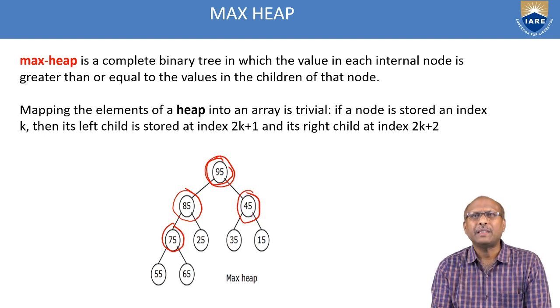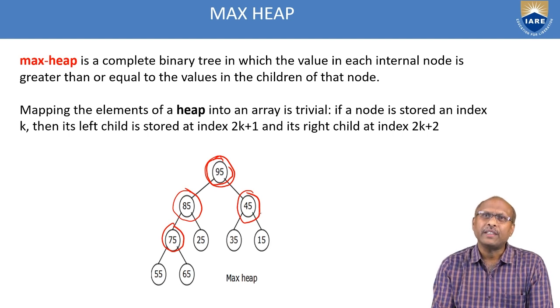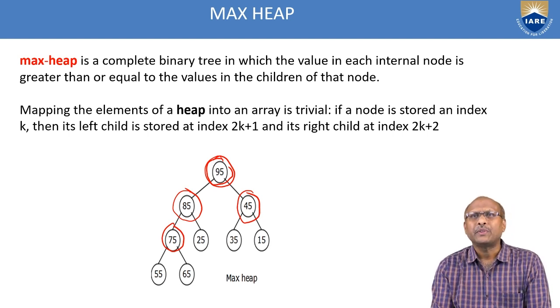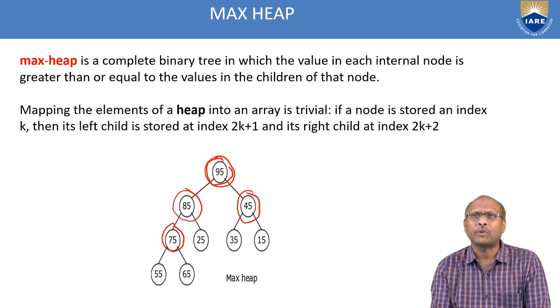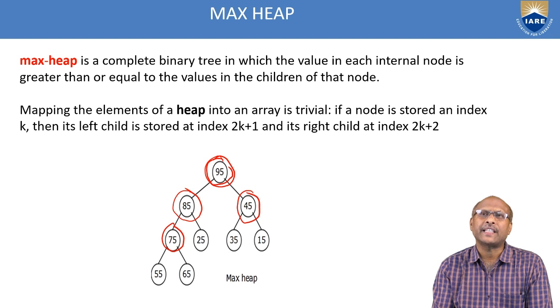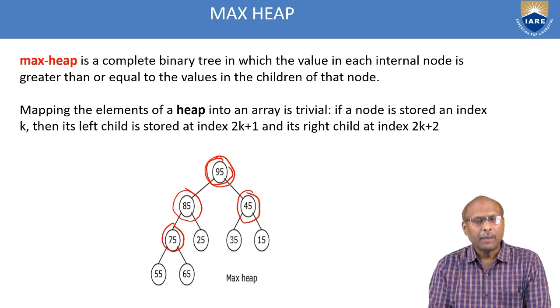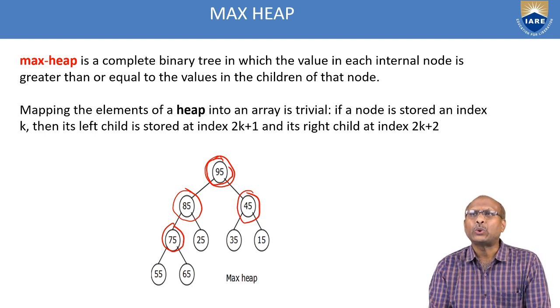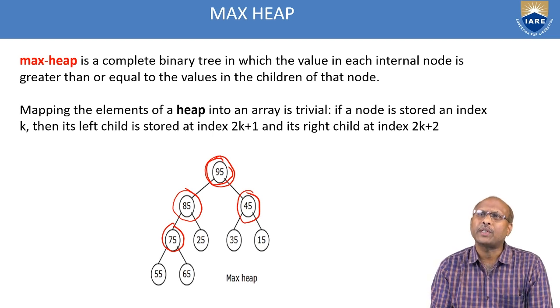So I can say max heap is a complete binary tree in which the value in each internal node is greater than or equal to the value in its children. Or in a simple short form you can say the parent node is always greater than both the children nodes. This is a simple form. Okay, fine. Mapping the elements of a heap into an array is trivial. If a node is stored at index k, then the left child will be stored at 2k plus 1 and the right child will be stored at 2k plus 2.